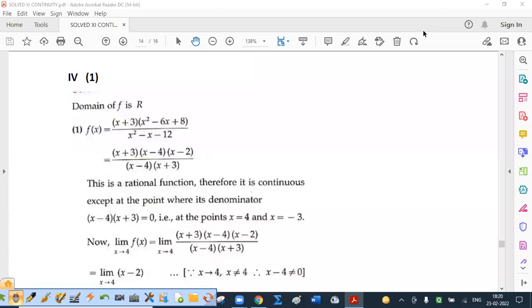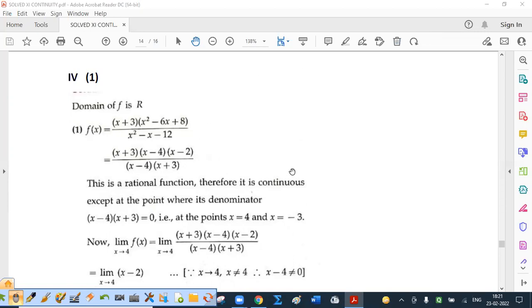Fourth question. Discuss the continuity of the following functions at the point or on the interval indicated against them. If the function is discontinuous, identify the type of discontinuity and state whether the discontinuity is removable. If it has a removable discontinuity, redefine the function so that it becomes continuous. First one, f of x is (x plus 3)(x square minus 6x plus 8) upon (x square minus x minus 12). The denominator can be factorized as (x minus 4)(x plus 3).